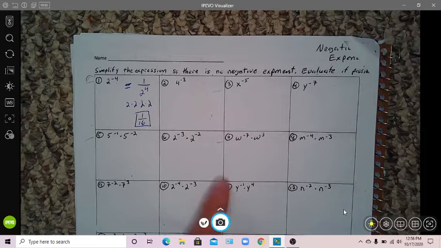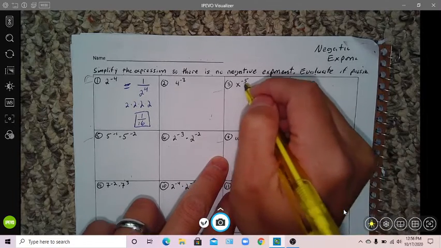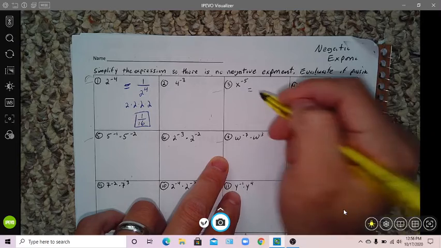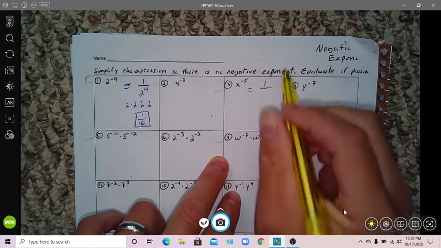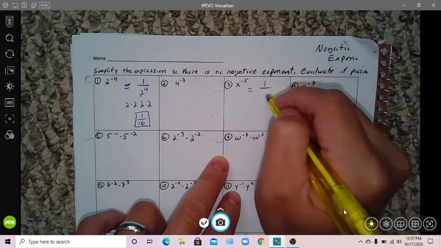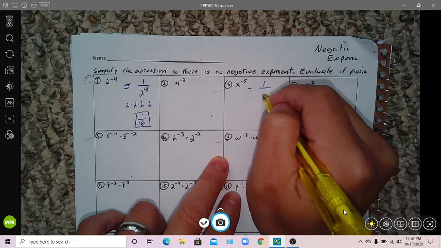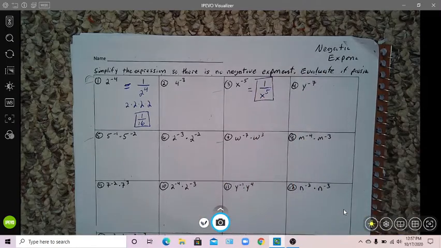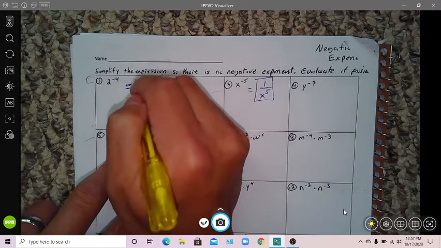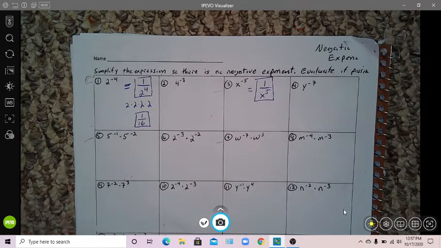Alright, next one I'll do is number 3. Again, another negative exponent. I'm going to rewrite it as a fraction. 1 goes in the numerator, and x to the negative 5 is going to go to the denominator as x to the positive 5. And I want to see both of these things here in number 1.